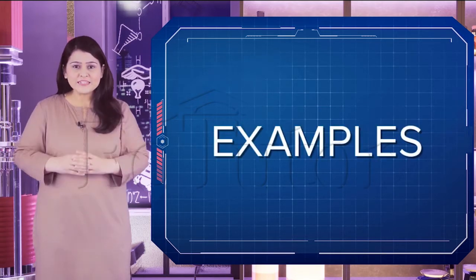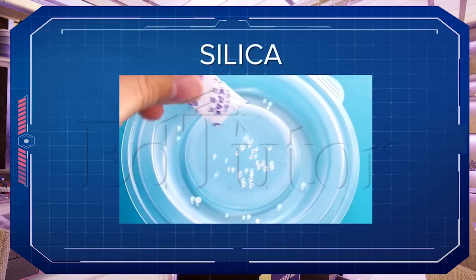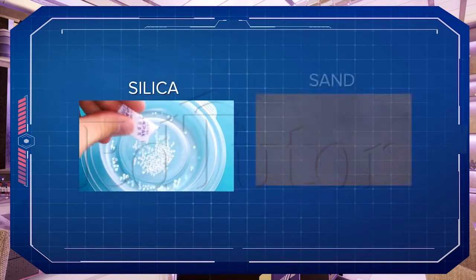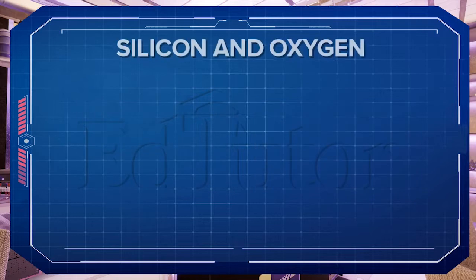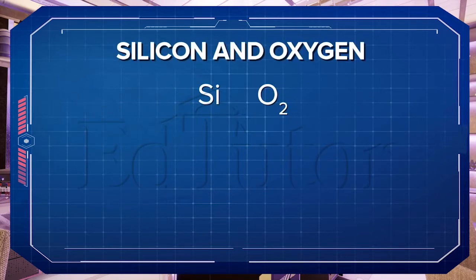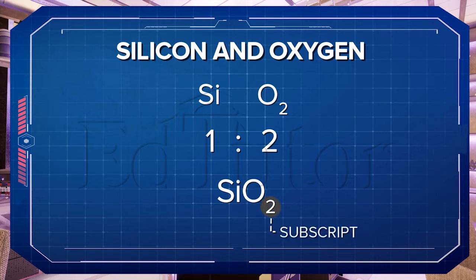There is a covalent compound called silica. It's present in sand and it contains silicon and oxygen. If you observe, the simplest ratio of the number of atoms of silicon and oxygen is 1:2. Therefore, we can say that its empirical formula is SiO2. And remember, we always write the number of atoms in the subscript in the formula.